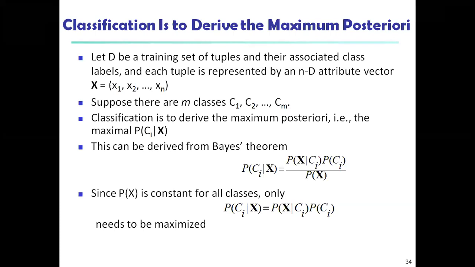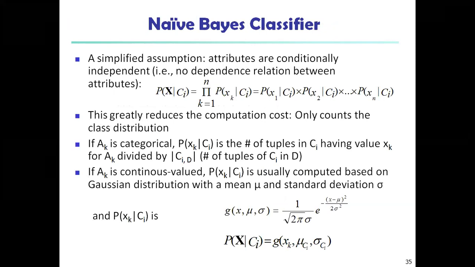Suppose there are M classes, C1 up to Cm. Naive Bayes classifier: the simplified assumption is that the attributes are conditionally independent, with no dependence relation between the attributes.